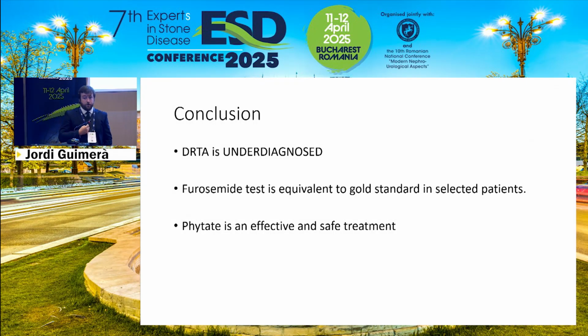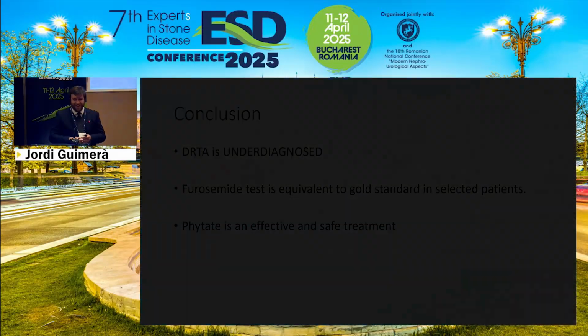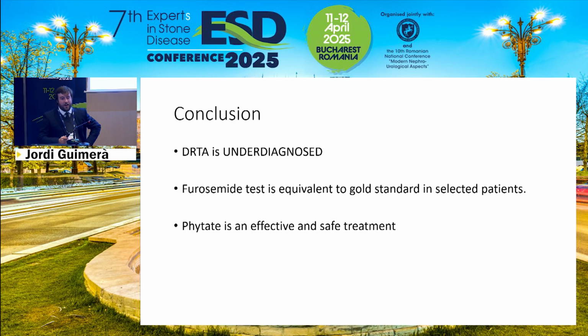And in conclusion, for me, this illness, the distal renal tubular acidosis, is underdiagnosed. The furosemide test is equivalent to the gold standard in selected patients, and phytate, for me, is the main treatment, well, almost for all stones, but for this, for me, it is the main treatment and is effective and safe.